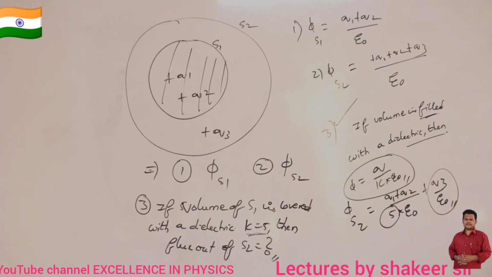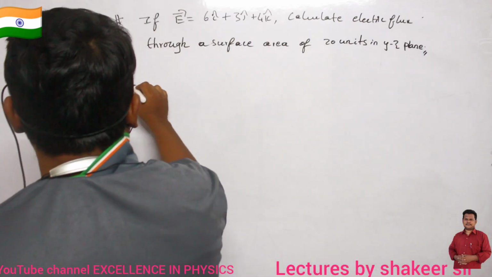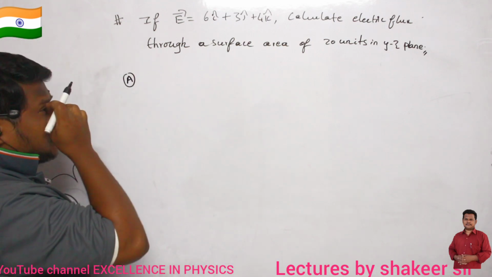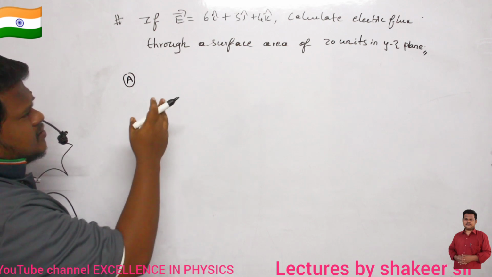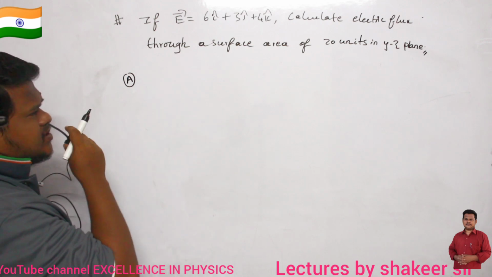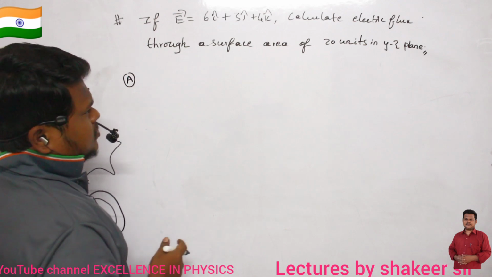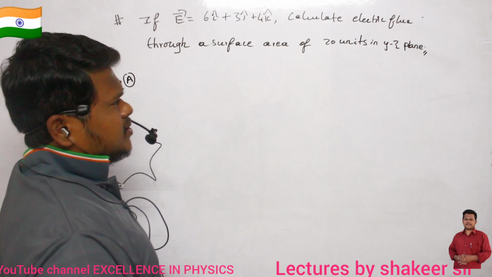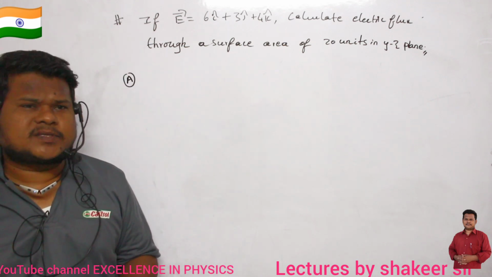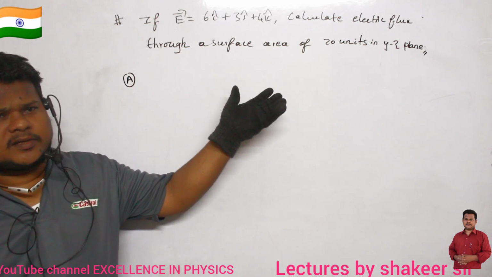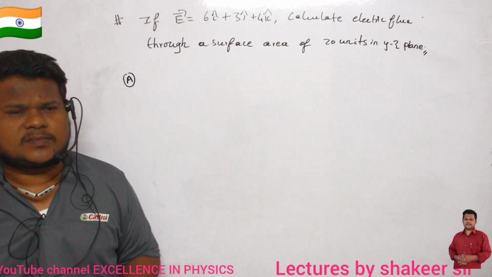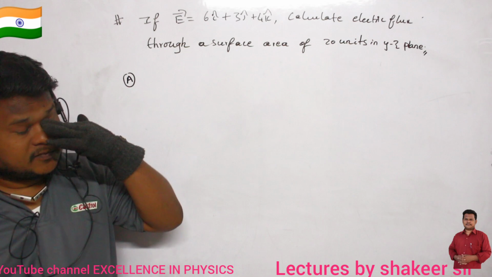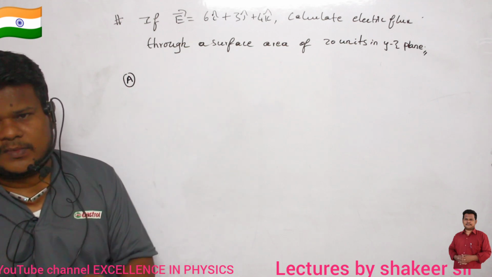Okay, the next question. The electric field is given as 6 i cap plus 3 j cap plus 4 k cap. Calculate the electric flux through a surface area of 20 units in the YZ plane. Okay. So if the area is present in the YZ plane, then what is the direction of this area? Can you see? Area is directed in which direction? In this kind of condition, area is a vector quantity. Then if it is lying in the YZ plane, what is the direction of the area vector? Can you see? Anybody?